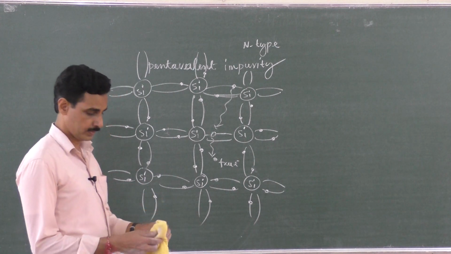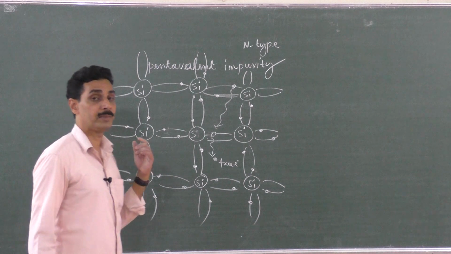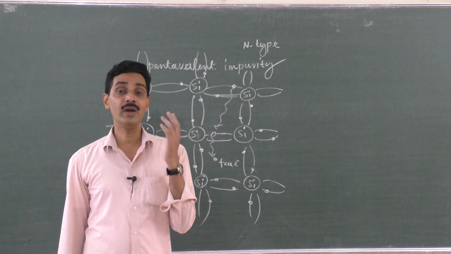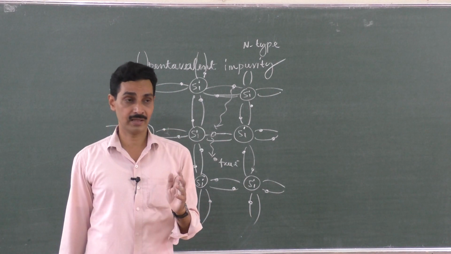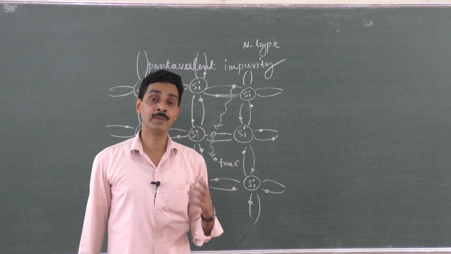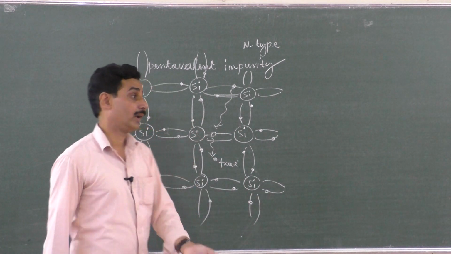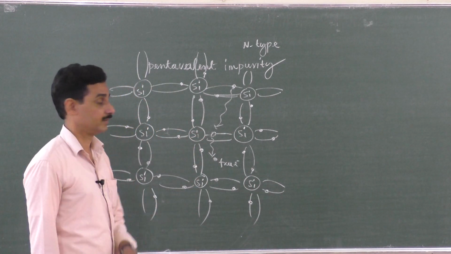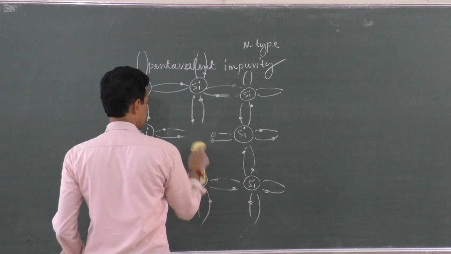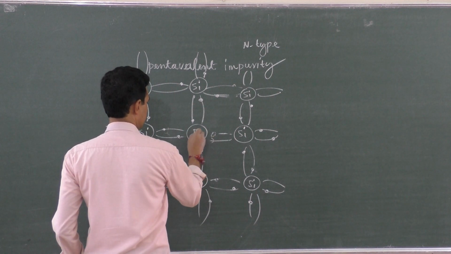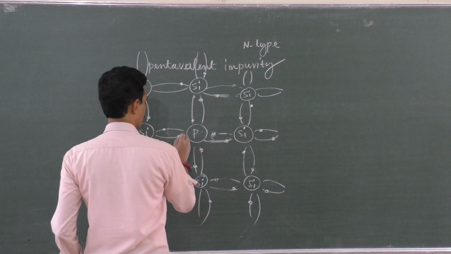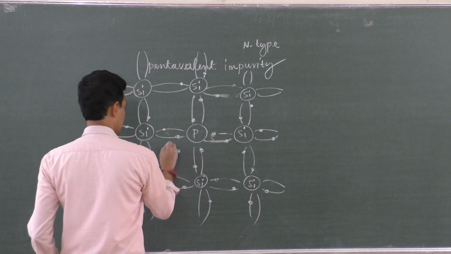Now suppose you dope pentavalent phosphorus. What do you mean by pentavalent phosphorus? Phosphorus has many electrons, but there are 5 valence electrons in the outermost shell, and these 5 valence electrons can form 5 bonds with neighboring atoms. But when they come to silicon, 1 electron becomes free, because 5 are not needed here. So when one silicon atom is replaced by a phosphorus atom, phosphorus has 5 valence electrons, and among them only 4 are needed, so 1 electron becomes free.